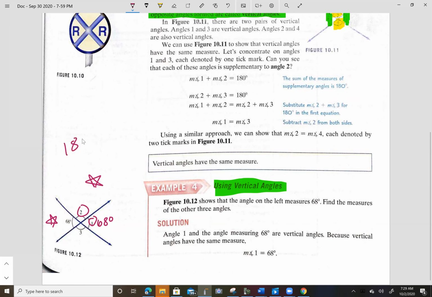So I'm going to take 180 and subtract 68. And that means the measure of angle 2 is going to be 118, if I'm doing my mental math correctly. And if the measure of angle 2 is 118, then also, because 3 is vertical to 2, that is 118. Is that right? I don't think I did my mental math correctly, because if I add 118 and 68, I do not get 180.